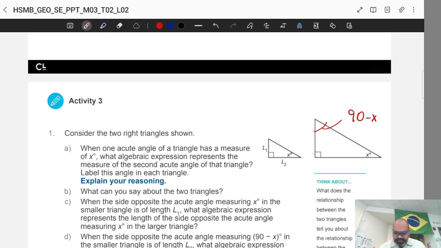Because the angles add up to 180, and I already have 90, what is missing for this one? 90 minus x. Okay. First, when one acute angle of a triangle has a measure of x degrees, what algebraic expression represents the measure of the second acute angle? We did already: 90 minus x. B, what can you say about the two triangles? Are they similar or not? Yes, they are similar.